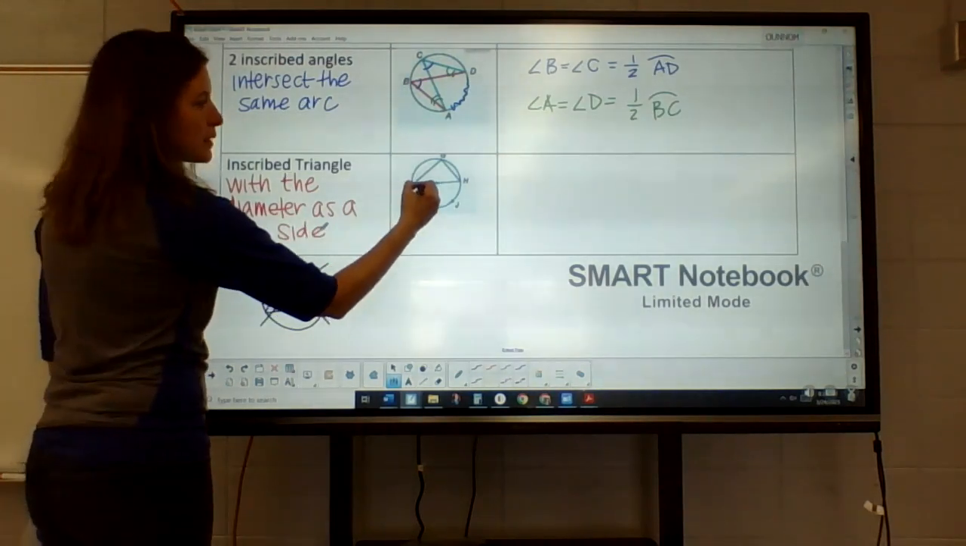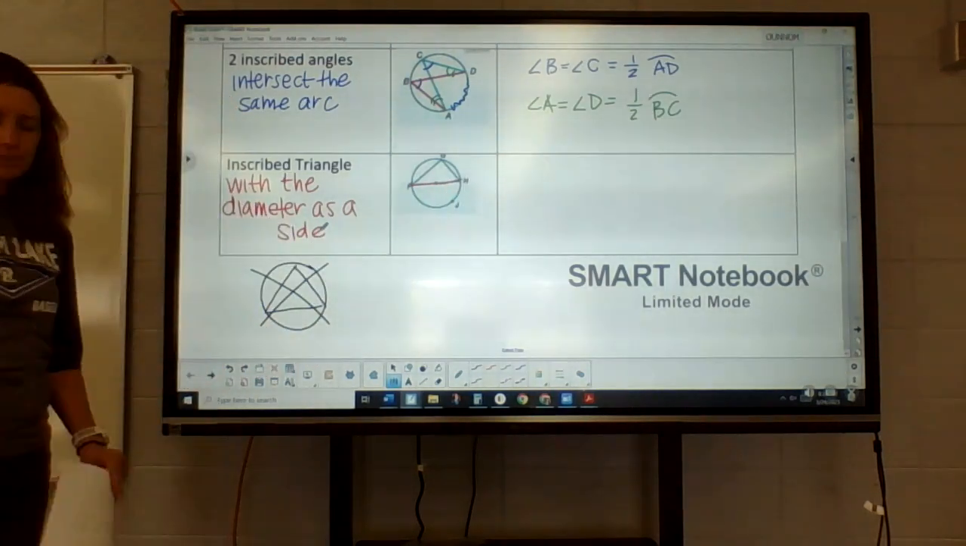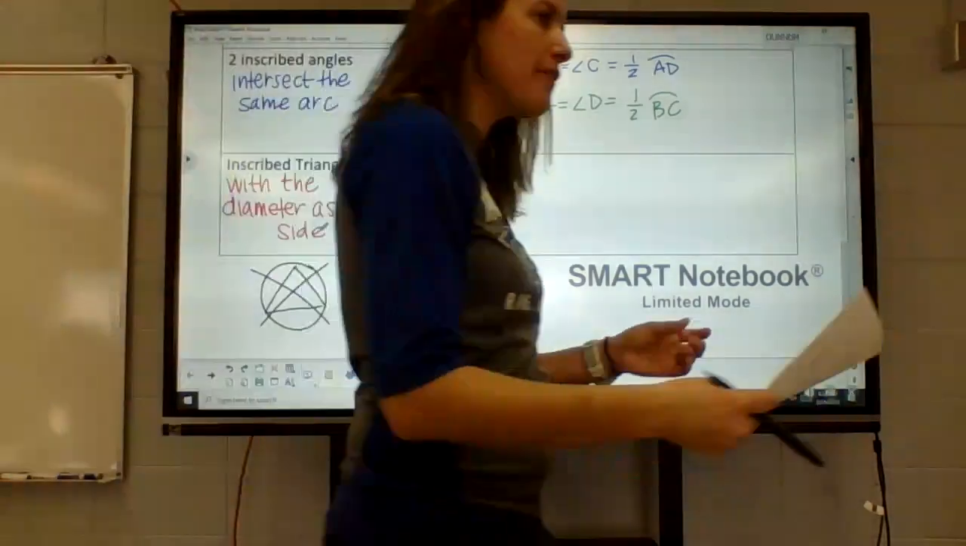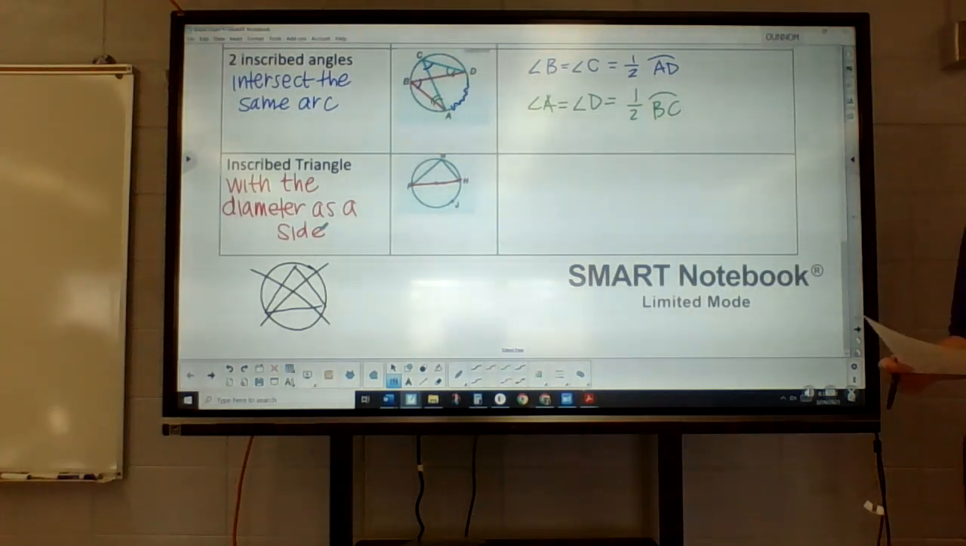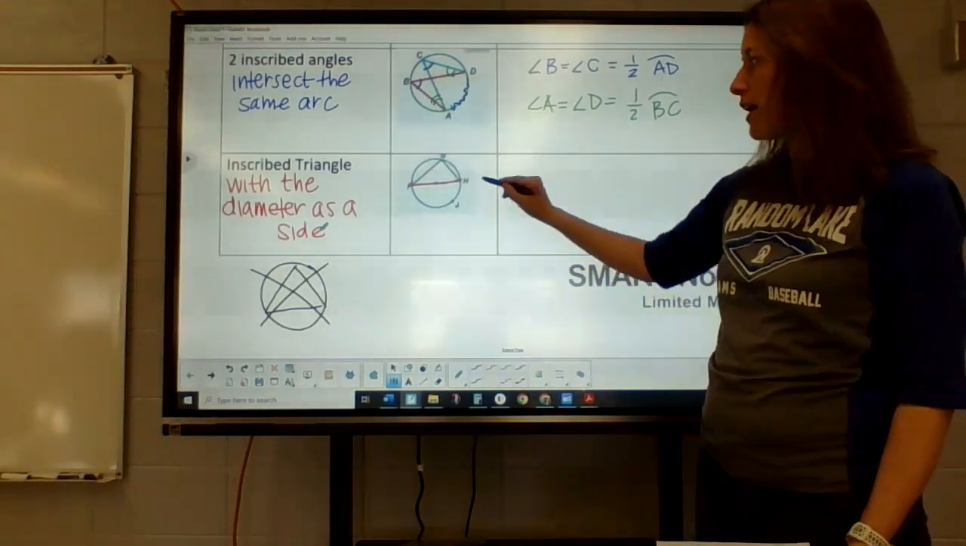So this diameter is the side of our triangle. What do I know about every triangle that has a diameter as a side that's inscribed? You guys remember this? We all drew unique ones, but they all had something in common. They have a right angle, so they're all going to be right triangles.